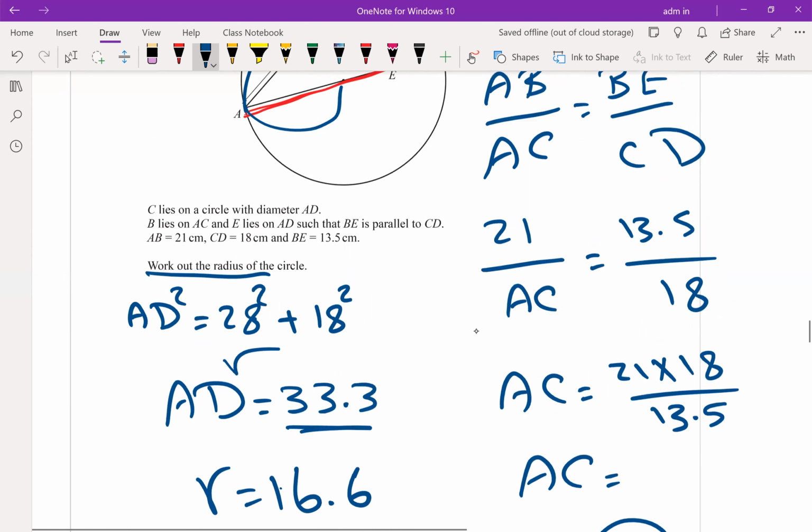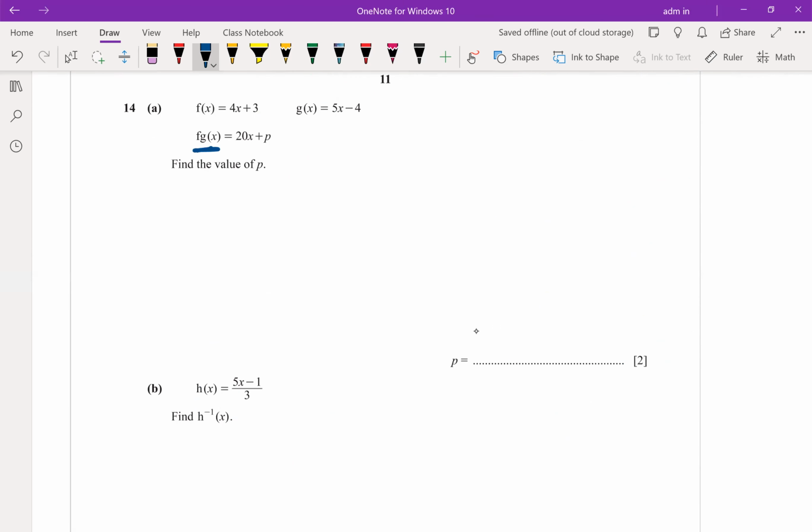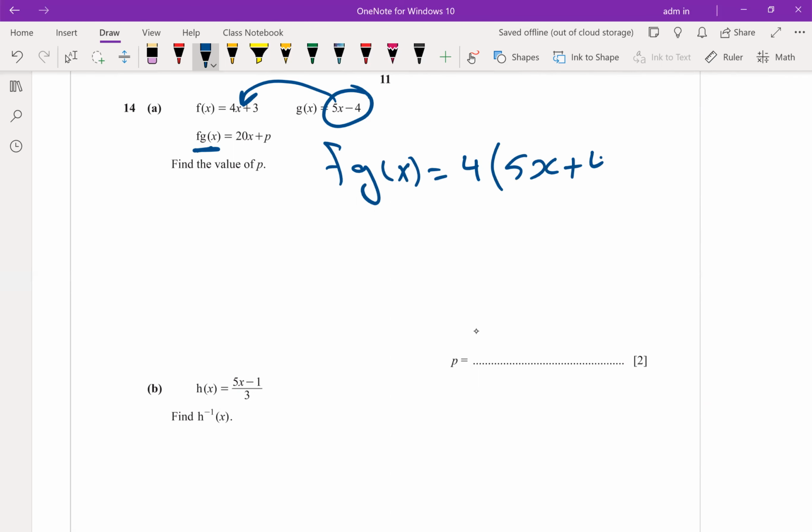Question 14. We have two functions. How to get the composite function f(g(x))? Substitute g in f or f in g? Substitute g in f. So f(g(x)) is equal to 4 times (5x plus 4) plus 3. Expand: it will be 20x. Multiply will be 16. It's minus, correct.